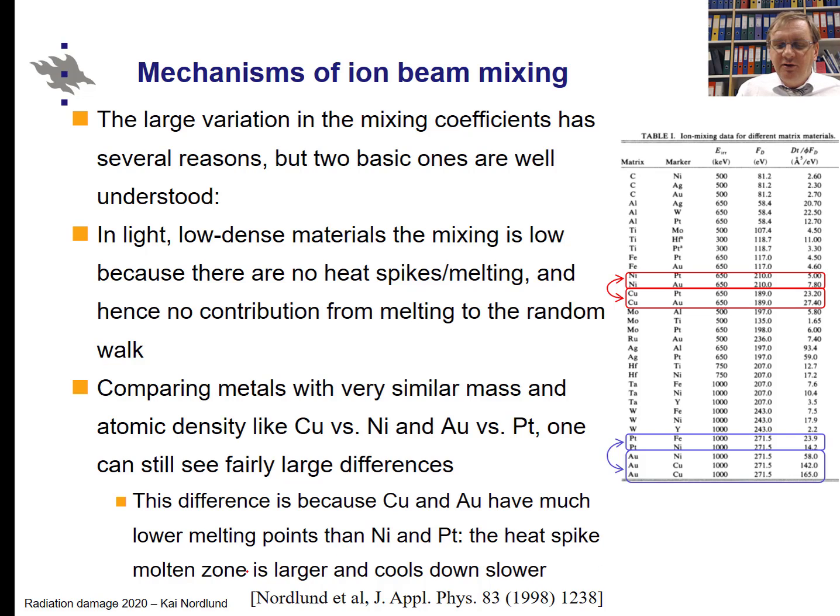And the dominant reason for this is simply the melting point. Copper and gold have much lower melting points than nickel and platinum, and this means that the heat spike formed in a collision cascade is larger and cools down slower, and this explains the difference in the mixing. So in a way you can say that these mixing values are a direct proof as well for heat spikes.